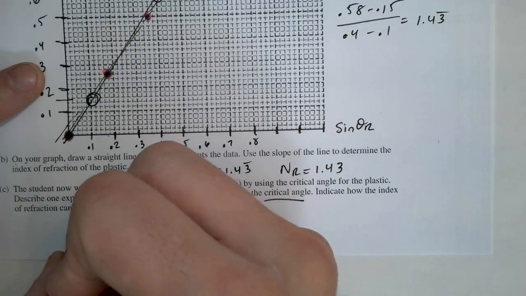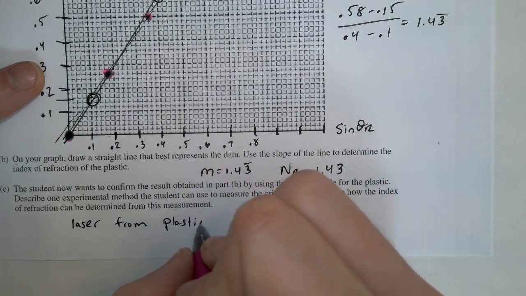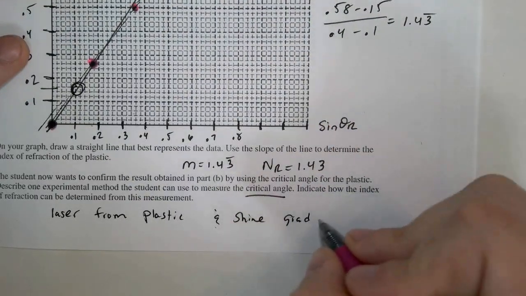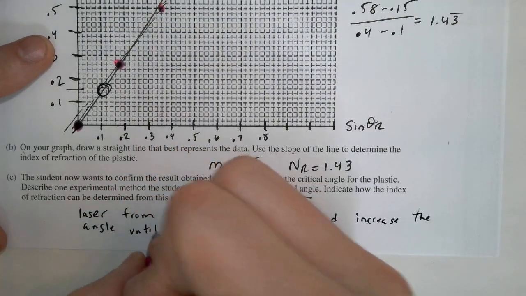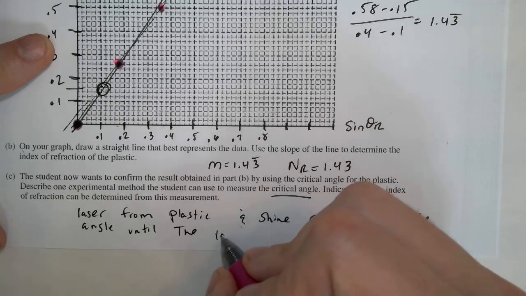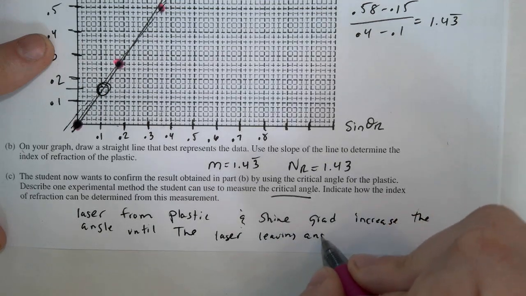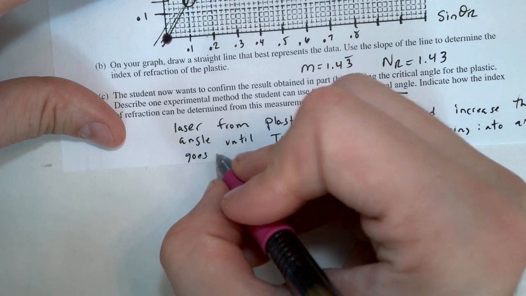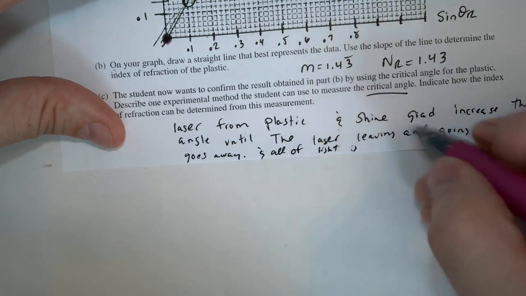So you would need to put the laser from the plastic and shine, gradually increase the angle until the laser leaving and going into the air stops, goes away, and all of the light is reflected.